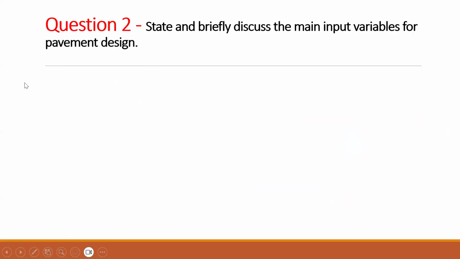Okay, when you look at question number 2, state and briefly discuss the main input variables for pavement design. So to do the pavement design, that means to select the right material and the right thicknesses. What are the input variables? Depending on what we do the design. What is the main thing?